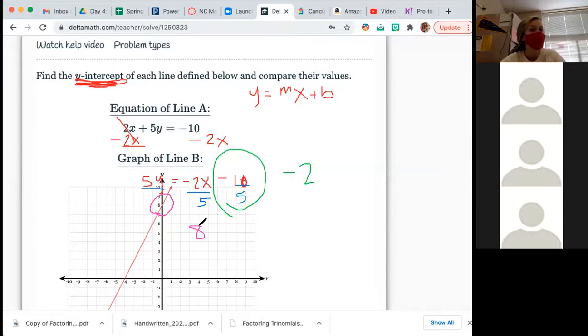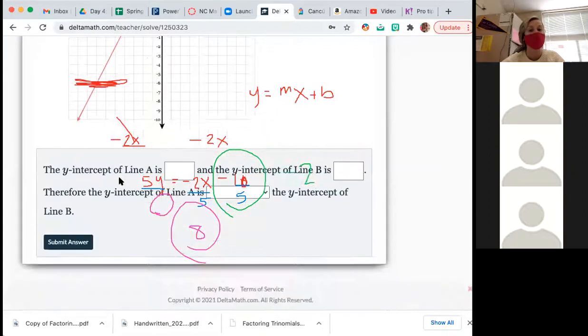So what's the y-intercept of graph B? 8. So when it asks for what's the y-intercept of A, we're going to say -2. When it asks for what's the y-intercept of B, we're going to say 8. So I'm going to scroll down so y'all can see. The y-intercept of line A is -2. The y-intercept of line B is 8.